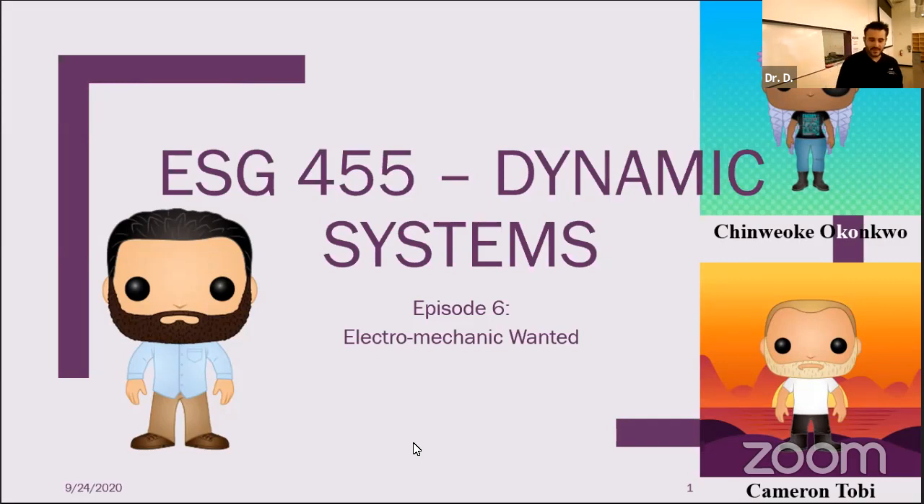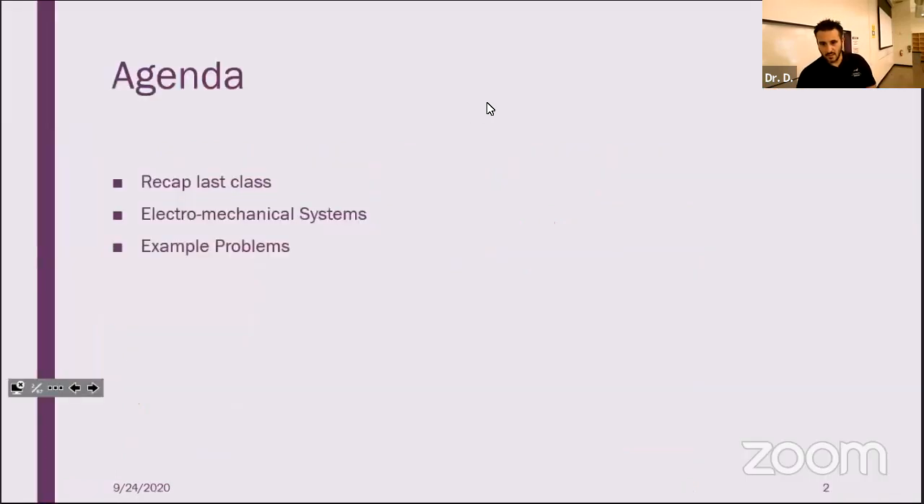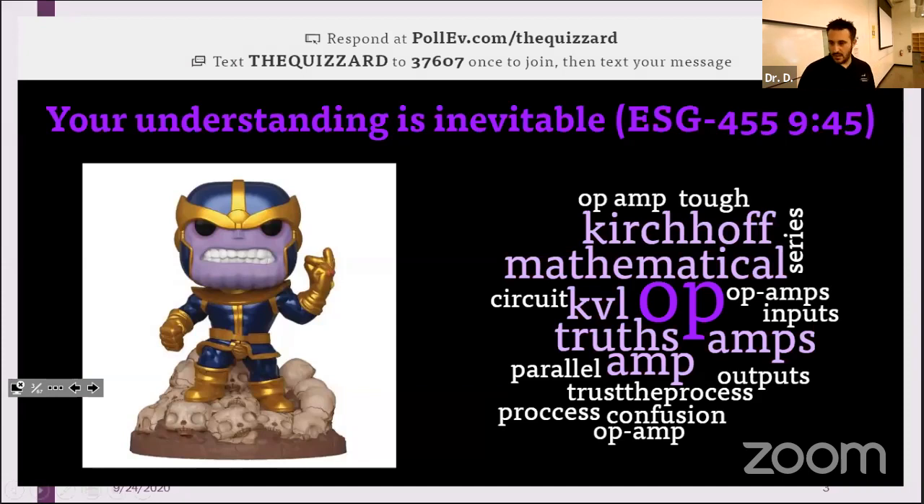Great, awesome, fantastic. What are we doing today, right? Well, we're going to recap last class. We're going to talk about electromechanical systems, right? So last time we focused solely on electrical systems. This time we're going to see what happens when an electrical system and a mechanical system love each other very much, and then we get some example problems, right? So that's what we're working on. All right.